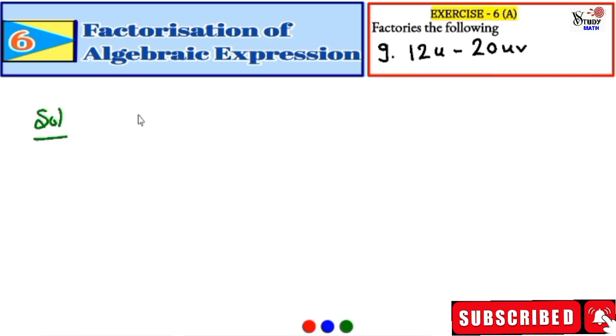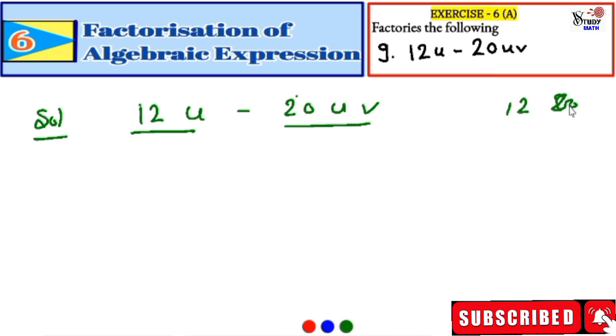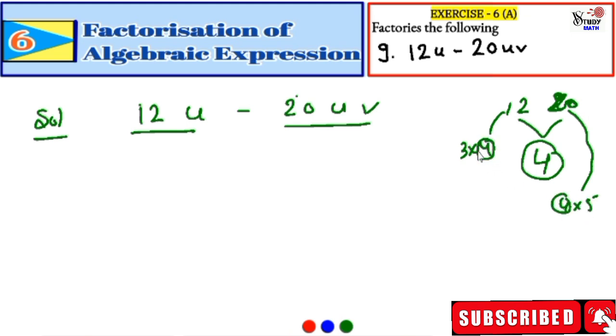In question number 9, 12u negative 20uv. So directly you can tell me what is common between 12 and 20. I hope your answer will be 4. 4 is a common factor between 12 and 20, because 12 is 3 multiply 4, and 20 is 4 multiply 5. So 4 is common between these two numerical values. So I'll take 4 as common.